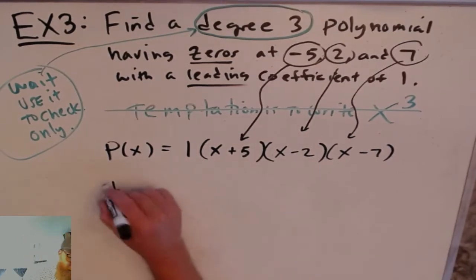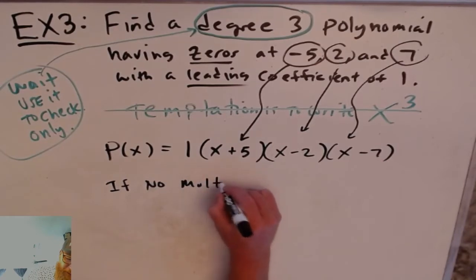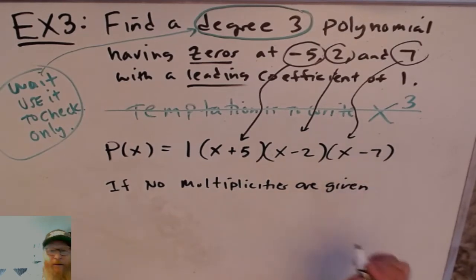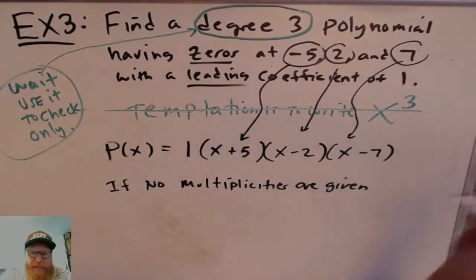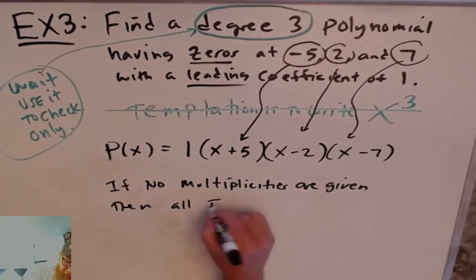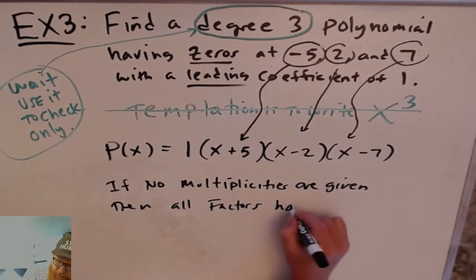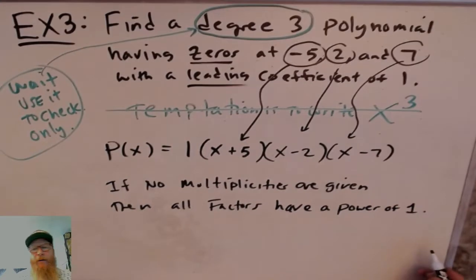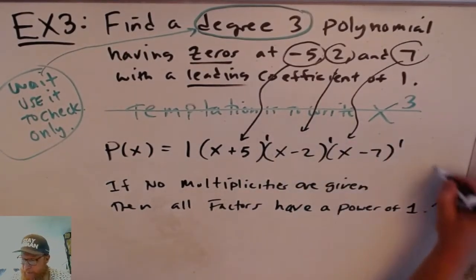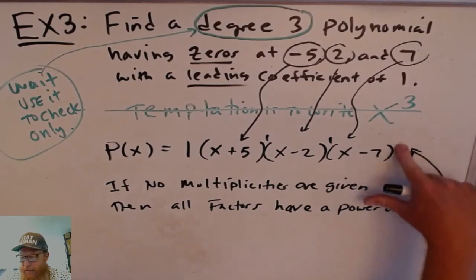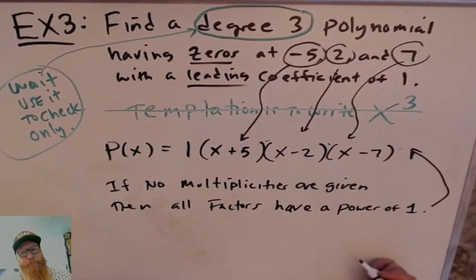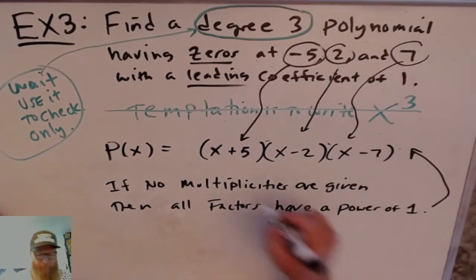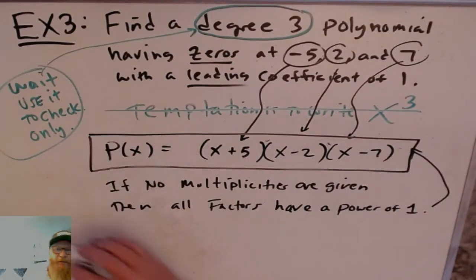All right. If no multiplicities are given, so it doesn't say anything about multiplicities, then all factors occur once, which means they have a power of 1. If you want to put the 1s here, you can, but I typically don't. Typically if something is 1, we just don't write it. All right, so there you go. That's your answer.